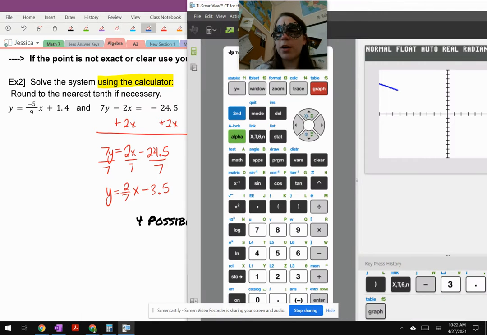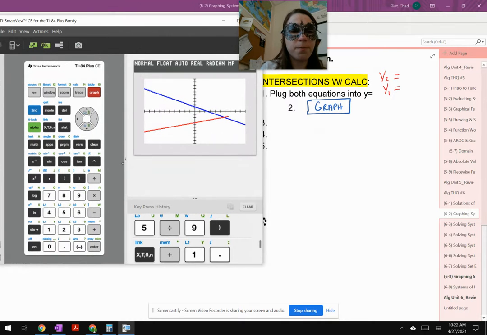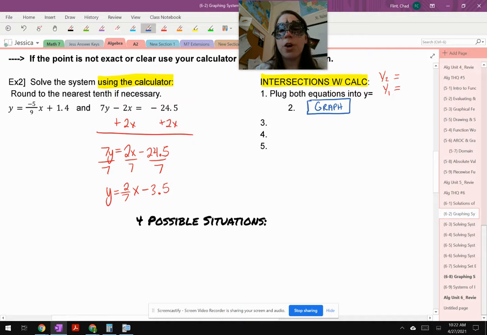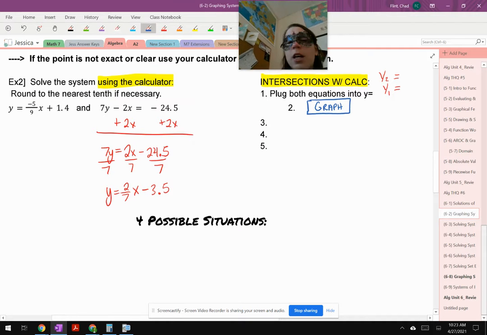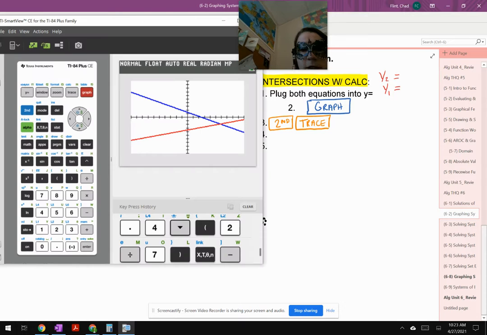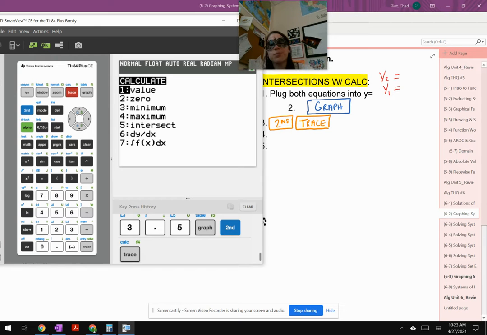After hitting the graph button, you will be able to see a nice visual of your graphs, of your pictures, of your equations. So we have to find that intersection point. Next on our list, we're going to hit the second button, and then we're going to hit the trace button. So second and trace is next, to get to the calculate option. We want that calculate option.